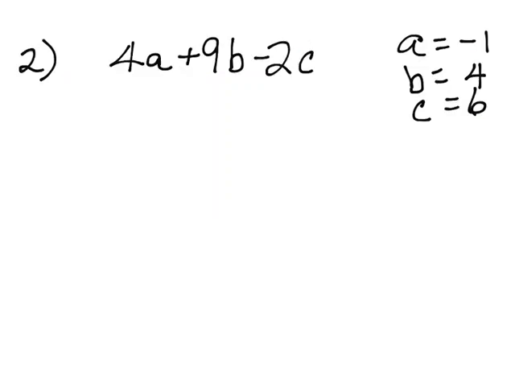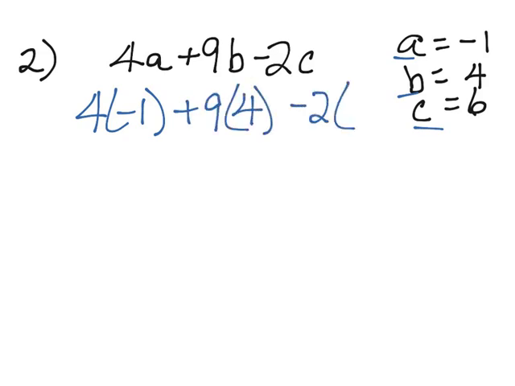Number two, we have problems that we have done in the past. We are given A, B, and C over on the right, and we can substitute those numbers in. So we would have 4 times negative 1 plus 9 times our B value, which is 4, and then minus 2 times our C value, which is 6. Once we have that, that is the substitution property that we talked about yesterday in our notes. We substitute those in, then we can simplify with order of operations.